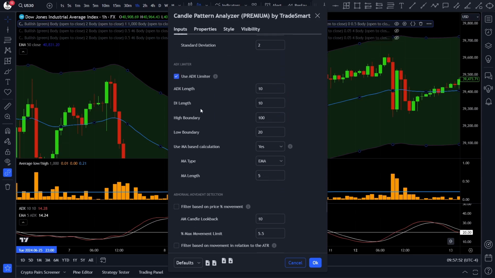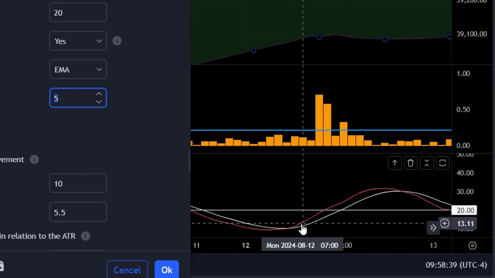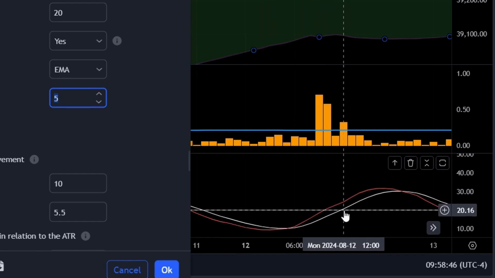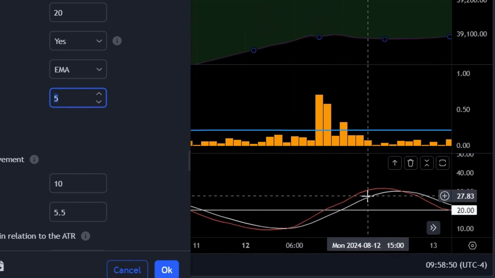And finally, to ensure that the price is trending upwards and has momentum, I use the ADX limiter with an EMA. You can see that ADX limiter down at the bottom. These are my settings. I set the high boundary to 100 because we don't need a high boundary, and the low boundary, which should be the minimum value for a long entry, to 20. I'm using an EMA as the moving average for the ADX, and it is set to a 5 length. So basically we will only allow entries if the ADX, which is this red line, is above the 20 level and also above the ADX base moving average, which is this white line.